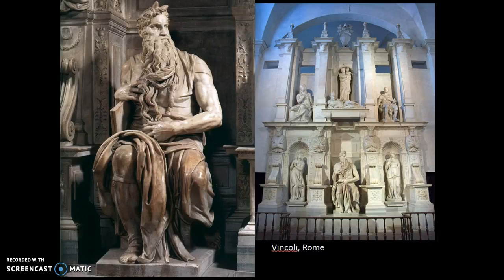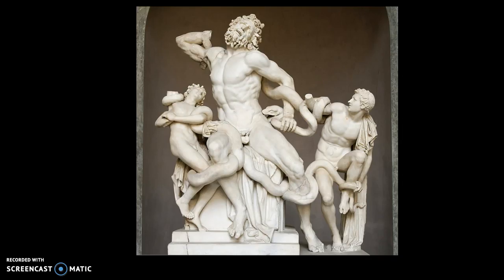We see a similar body type to Michelangelo's David, this muscular, idealized body, yet he has an older face, more like the Laocoon in Laocoon and His Sons. This is a Hellenistic sculpture that was actually recovered during Michelangelo's era, and we know that he went and saw it and sketched it.